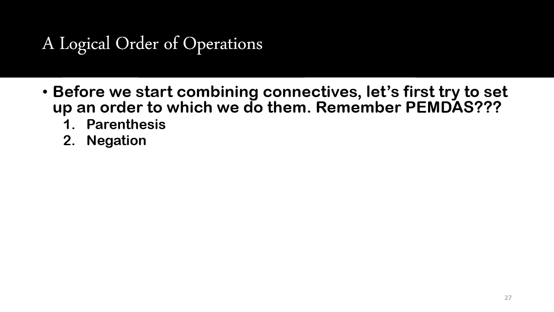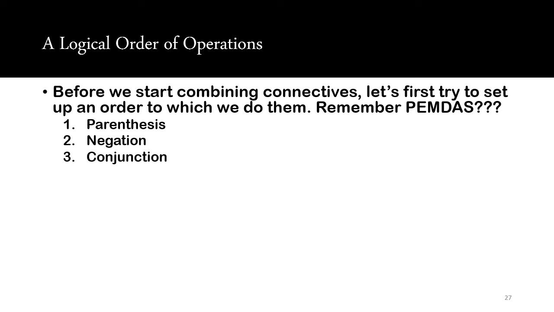The first up after parentheses is negation, because we always apply that first. So if we have the symbol not, and then we have P, and then the symbol for and, then Q, it would apply as (not P) and Q. It would be not P, and Q.